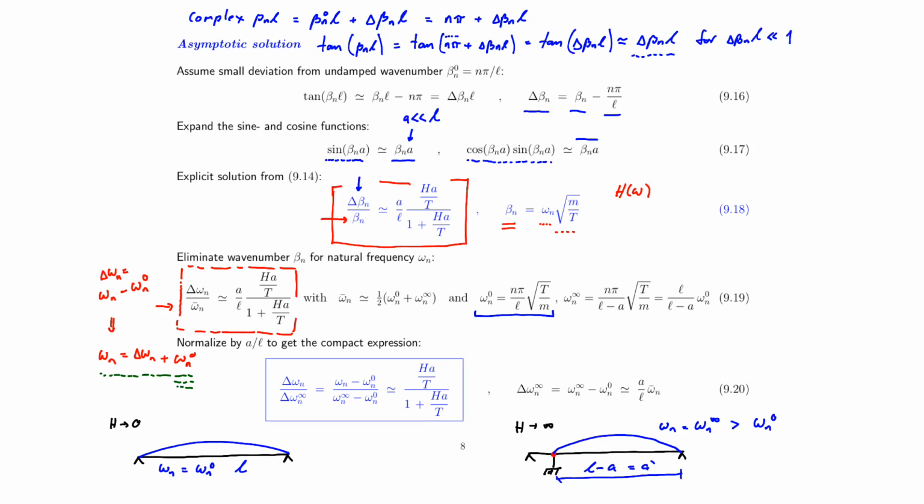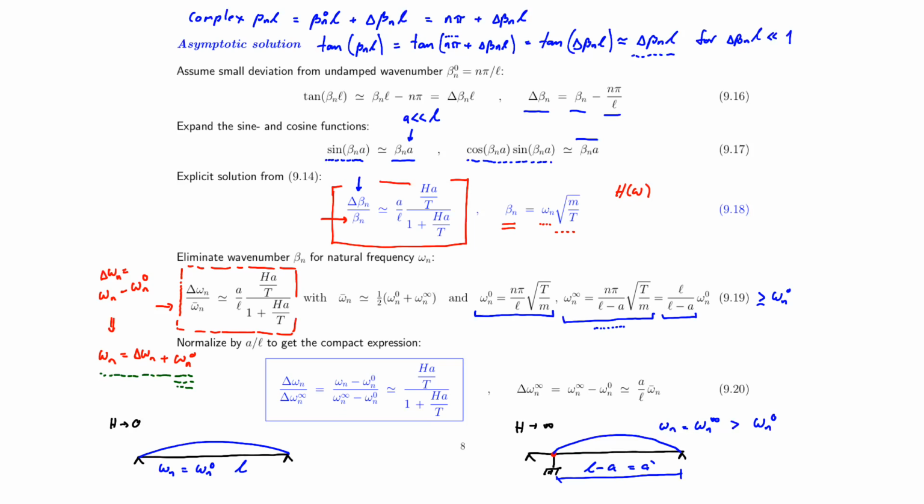And that means that the same solution can be used for the locked natural frequency. That's the one with infinity, but you will have a reduced cable length that is now L minus A. And you can write this omega infinity as omega 0 times L over L minus A. And this simply shows that omega n infinity would be larger than omega 0.